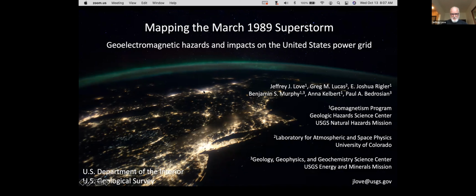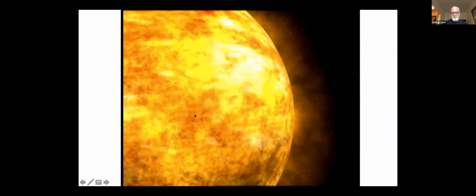And so we're interested in this part of the world. The focus here will be on the contiguous United States, CONUS, and the impacts that this storm had on CONUS power grid systems. So let's see here, I can progress forward.